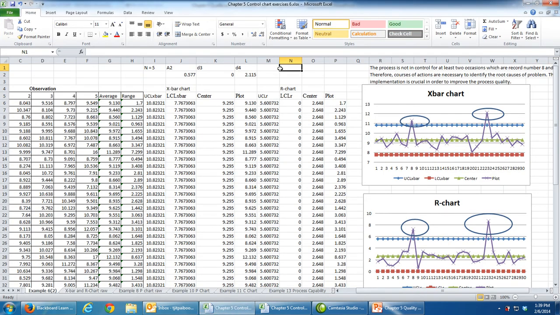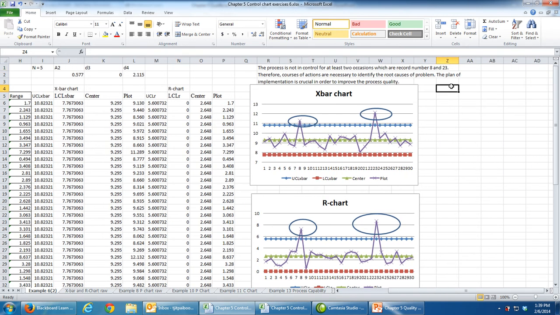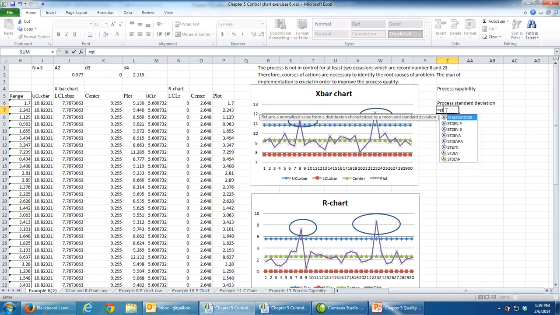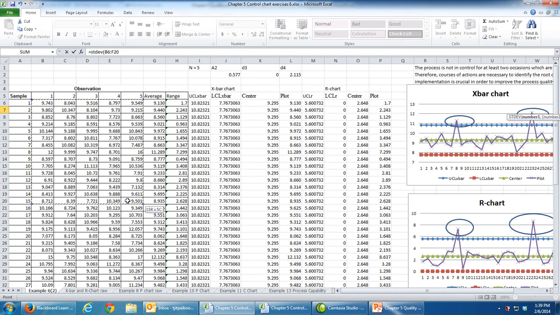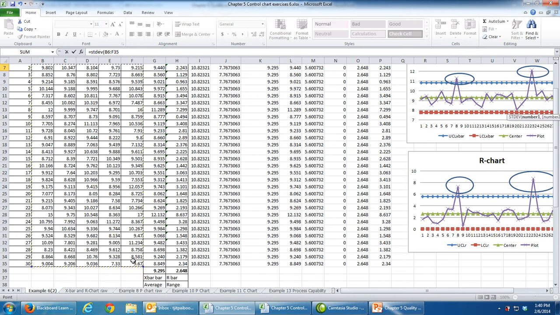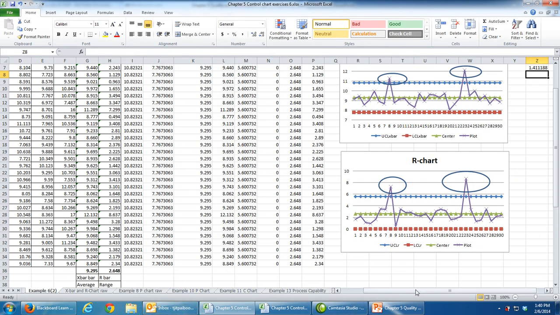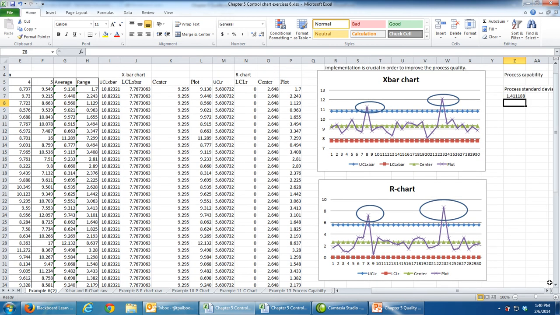So we're going to find the process standard deviation for stage 1 on top. I'm going to use the area on the right. I'm going to put process capability, and I'm going to find the process standard deviation. Okay, we're going to use the function called STDEV, which stands for standard deviation, and I am going to highlight the records from the first stage, close parenthesis. Okay, so the process standard deviation is about 1.41.